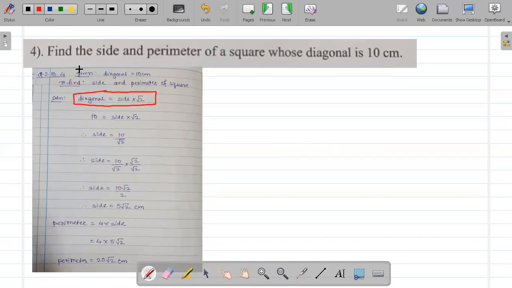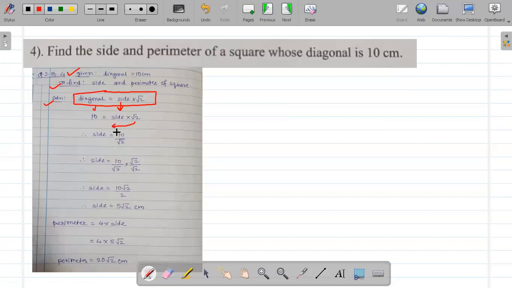So you can start with writing out what is given. The diagonal is 10 centimeter. What are we asked to find? The side and perimeter of square. And then you start with the solution like that. Diagonal is equal to side times root of 2, and then just substitute. So diagonal is 10. The side we don't know, keep it as it is, root 2 as it is, and get the side by itself.